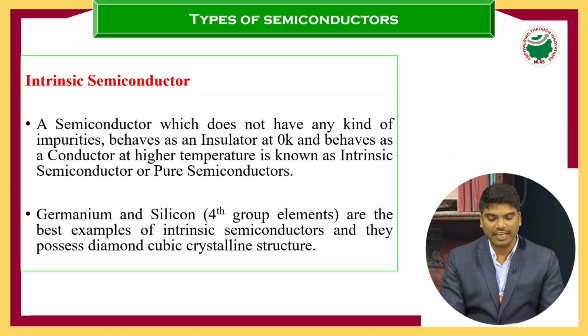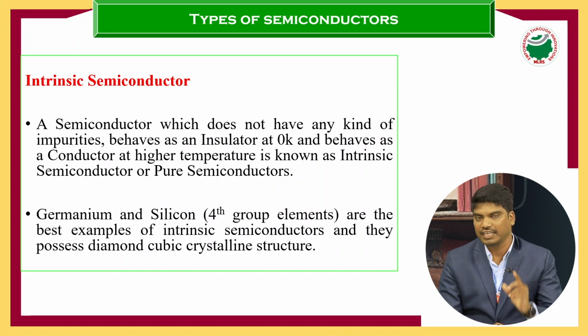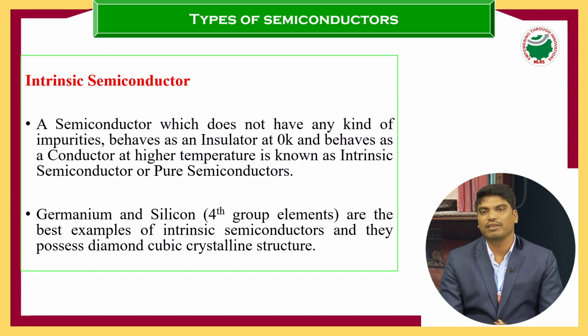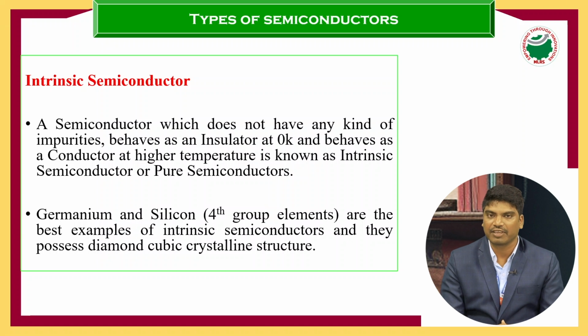You can see here intrinsic semiconductors. As I said, an intrinsic semiconductor is a semiconductor in pure form, which is available naturally. There are two such semiconductors: silicon and germanium. Silicon and germanium are the pure or intrinsic semiconductors which are available naturally.